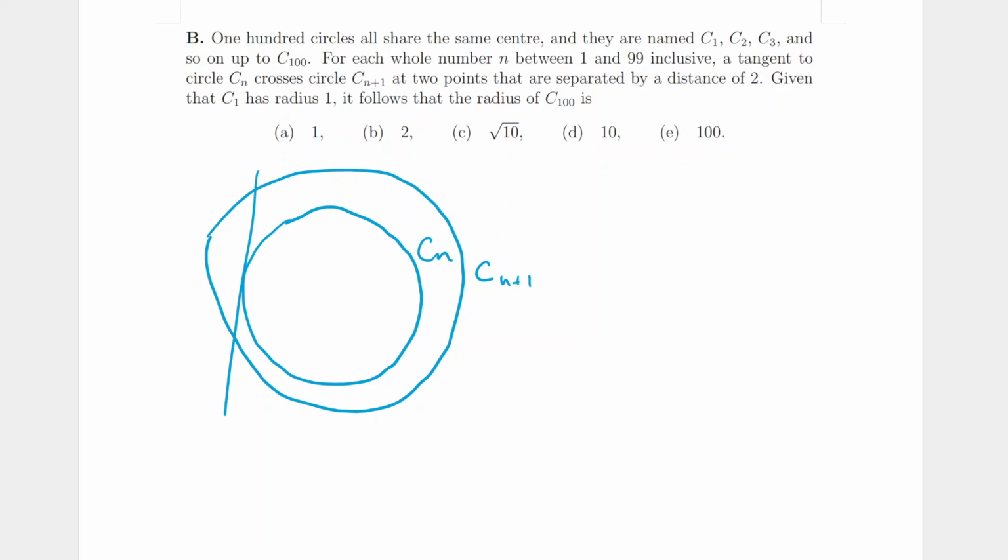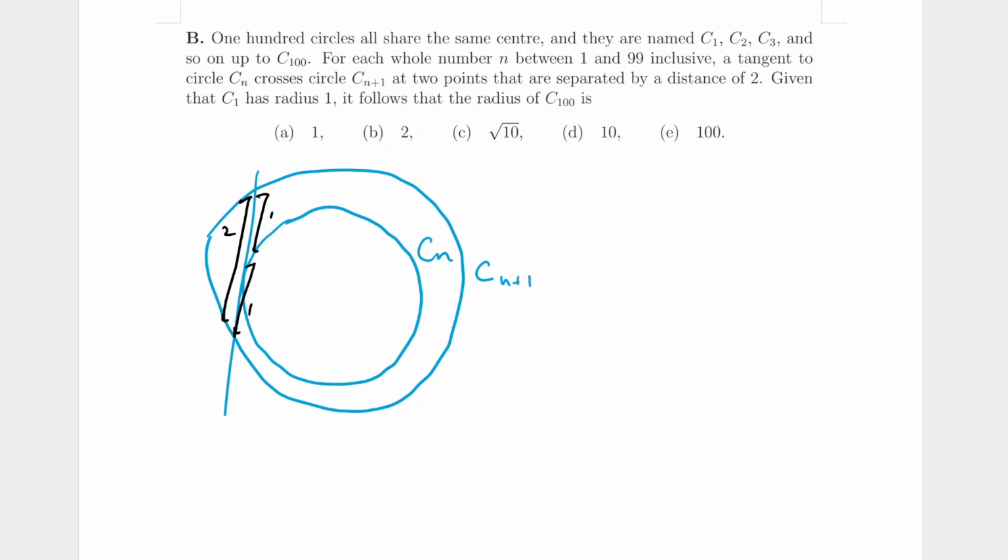Okay, so Cn plus 1 is here, and it says separated by a distance of 2. So this distance is 2. And of course, my drawing is really poor here. The tangent will be symmetrical, because these are all concentric circles. So this will be 1 and then 1 again here. My drawing skills are very limited, but you get the idea.